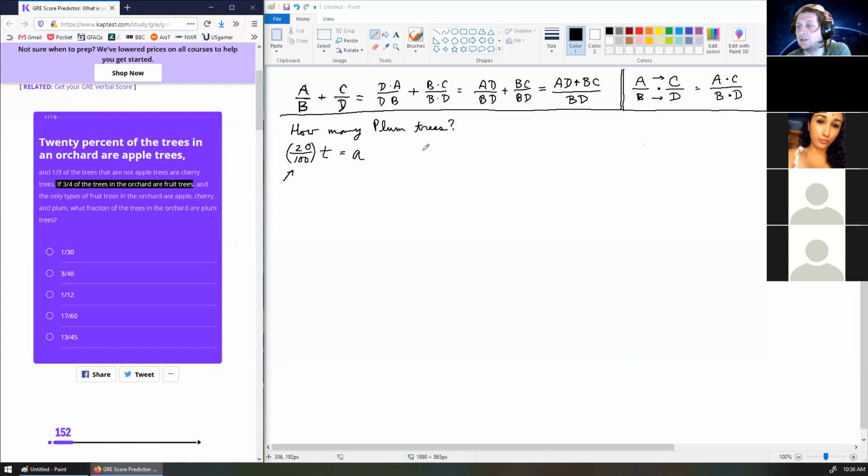So let's say fruit trees equals some percentage of trees in the orchard. Any volunteers as to what that percentage is? I already did that problem yesterday, so that's why I'm not answering you guys. But it's 3/4, right? So that would be 75%? Right. 75%, 3/4.